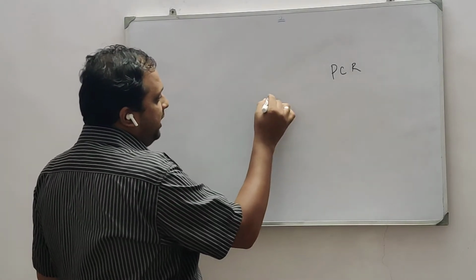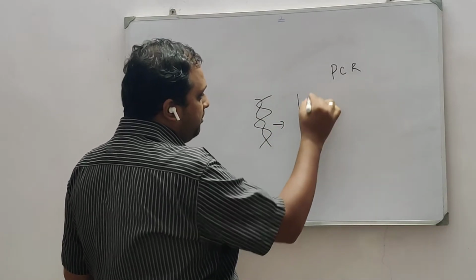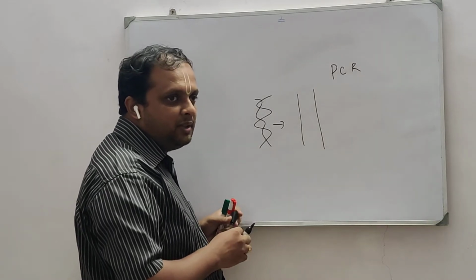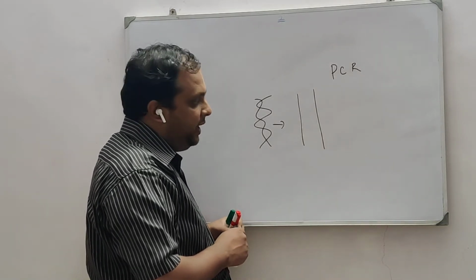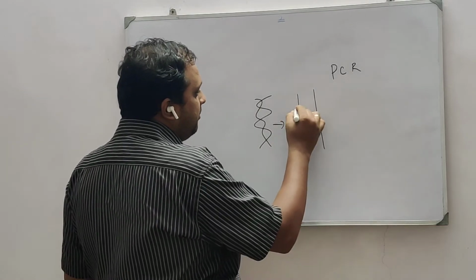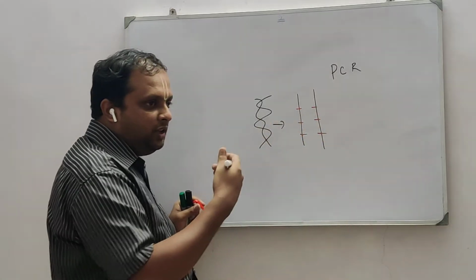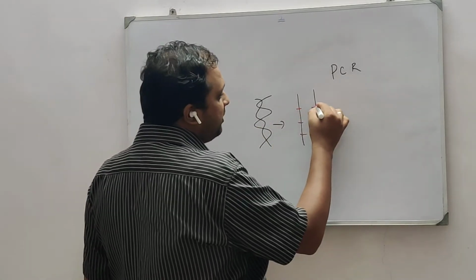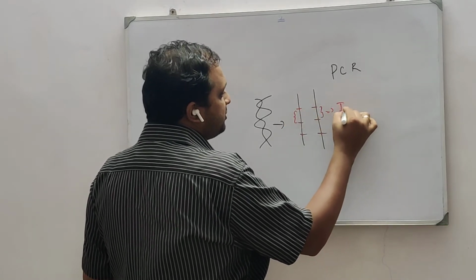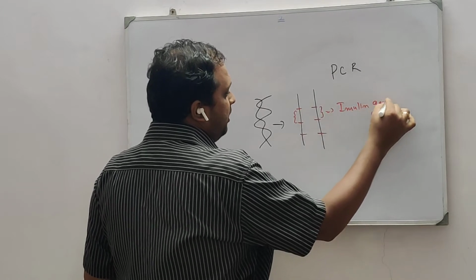So if this is the DNA, and if I separate it, there are two strands. A double stranded helical structure is the structure of DNA. These two strands will have different genes, various genes, gene 1, gene 2, gene 3, of which, let me assume, this particular gene is an insulin gene.